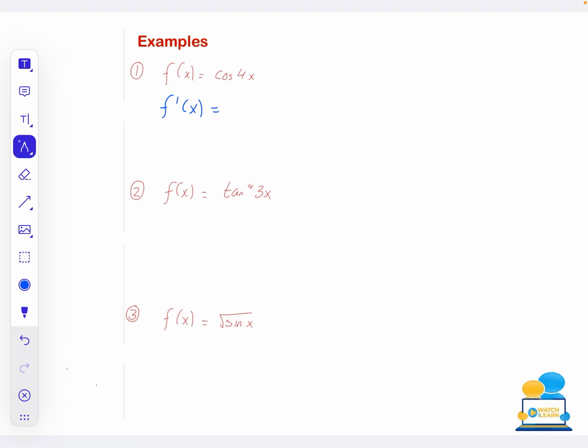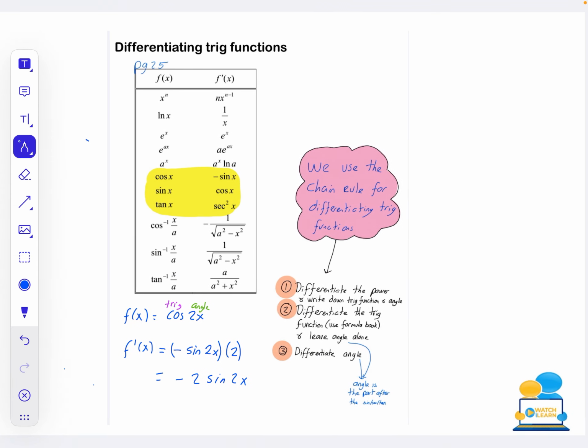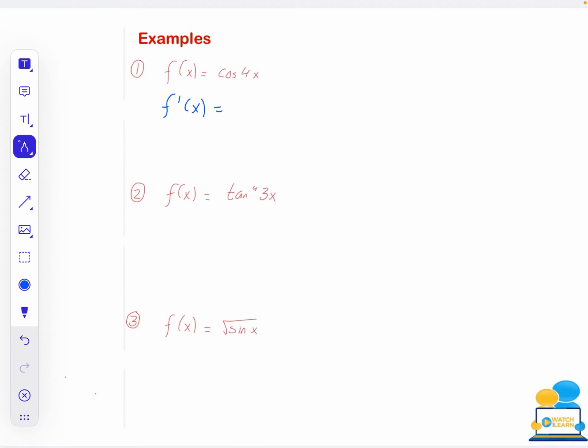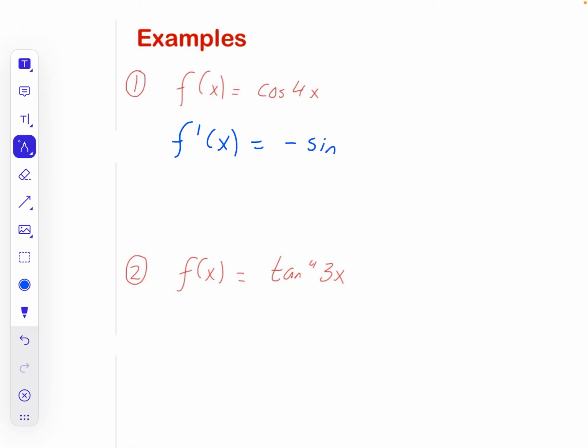So first things first, I'm going to differentiate the cos, leave the angle alone, and then I'm going to differentiate the angle. So I'm just going to slide back here to find out when I differentiate cos, I get minus sine. The top one there that I've highlighted. So when I differentiate cos, I get minus sine. And I leave the angle alone. Step 2 then, differentiate the angles. Differentiate 4x, I'm going to get 4. Then multiply the 4 in, so it's going to be minus 4 sine 4x.